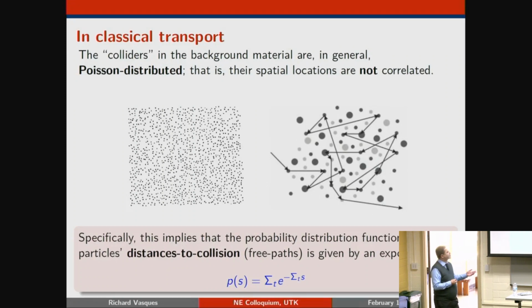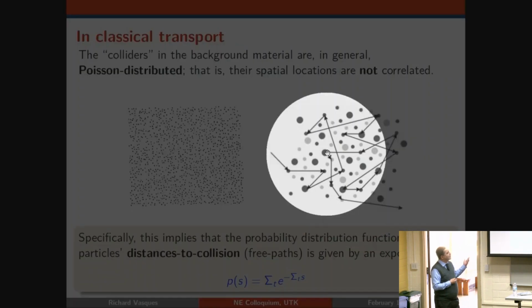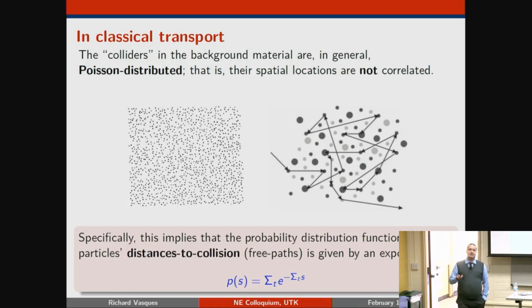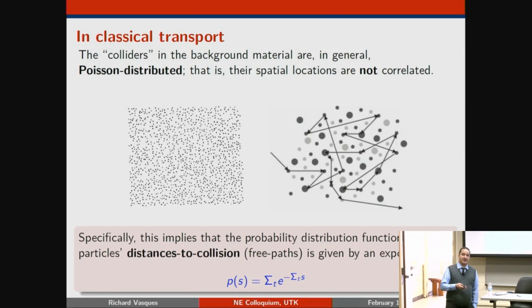The random walk that you end up with is a Brownian random walk. It looks like Brownian motion. And the probability function for these distances between collisions is the exponential decay you're all used to. That gives you the Beer law. But how do you build then a system in which you have non-classical transport when you homogenize it?